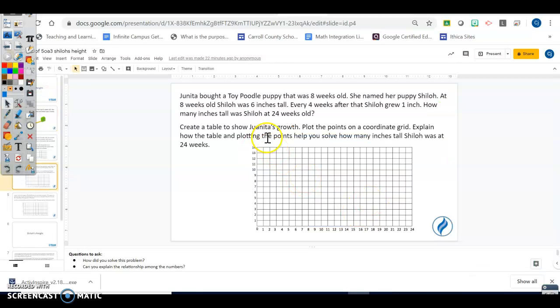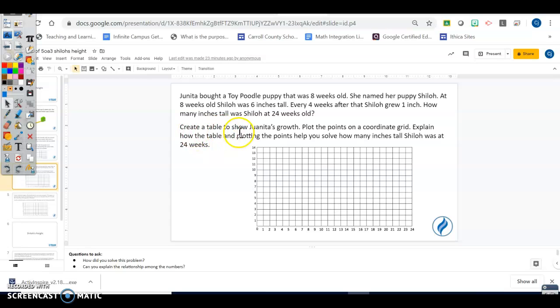Alright guys, this is going to be our next problem we're going to look at today. It says, Juanita bought a toy poodle puppy that was 8 weeks old. She named her puppy Shiloh. At 8 weeks old, Shiloh was 6 inches tall. Every 4 weeks after that, Shiloh grew 1 inch. How many inches tall was Shiloh at 24 weeks old?